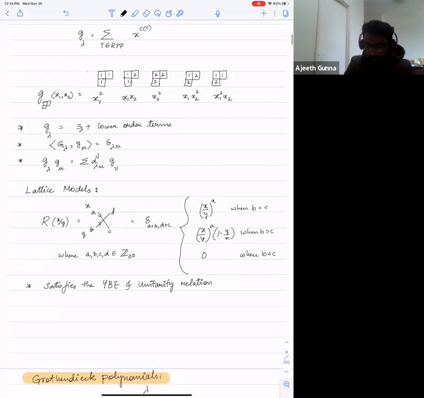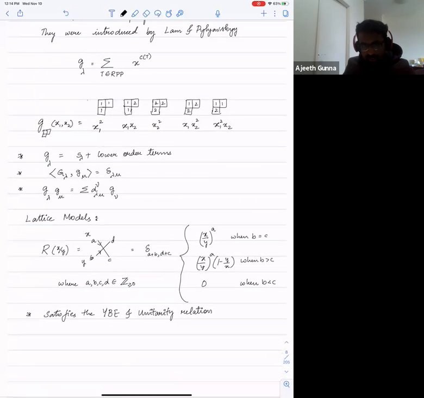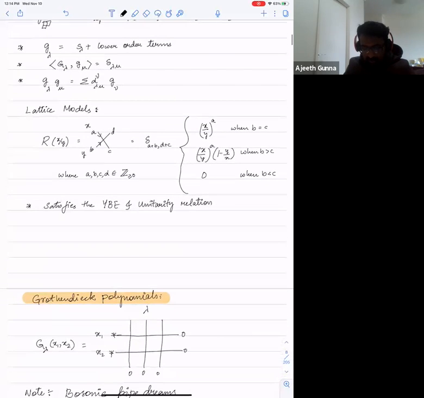Okay, so since we had a conjecture in terms of honeycombs, this prompted us to study some bosonic lattice models for these dual Grothendieck polynomials. So consider this R matrix. Your A, B, C, D can be any positive integers, and these are the weights. The only condition is that they satisfy conservation, so A plus B equals C plus D. And this R matrix satisfies the Yang-Baxter equation and the unitarity relations.